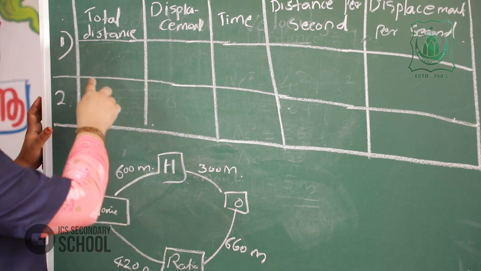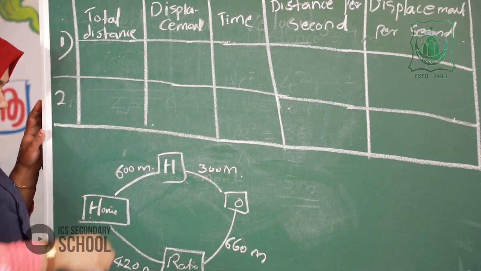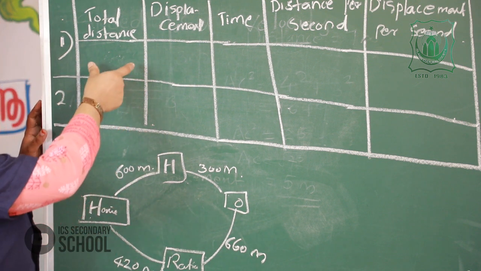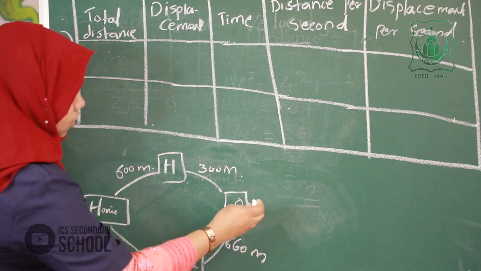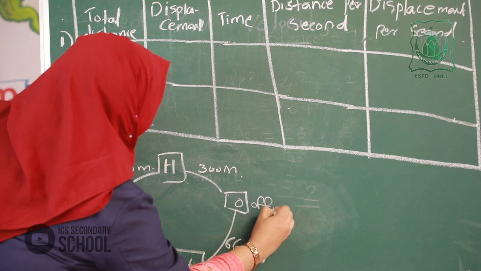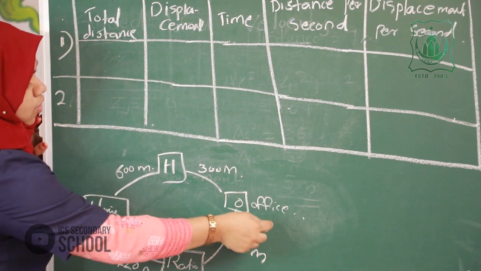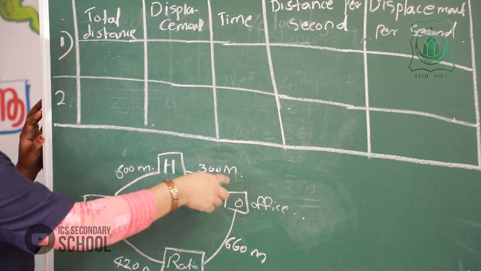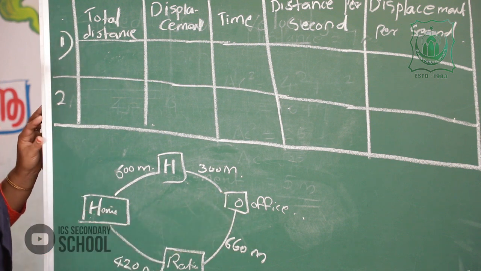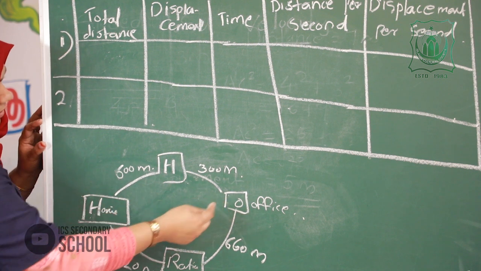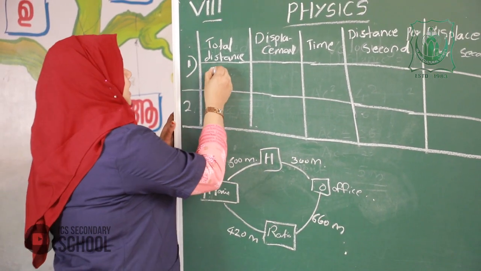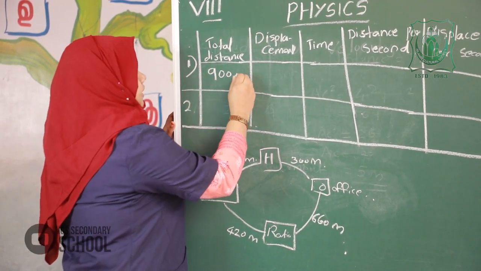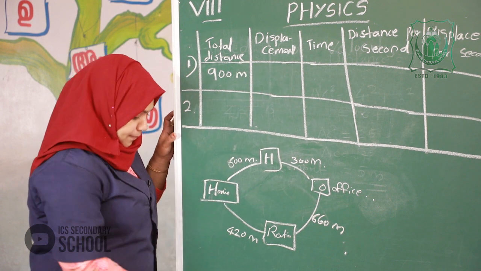From the first one, on reaching the office, what is the total distance from home to office? What is the total distance path covered? 600 plus 300. Yes, 900 meter.